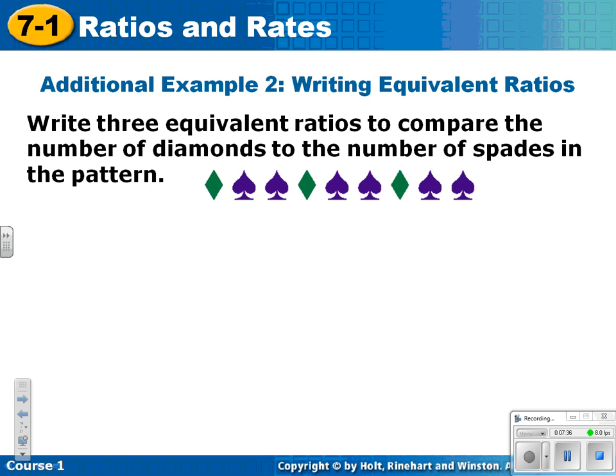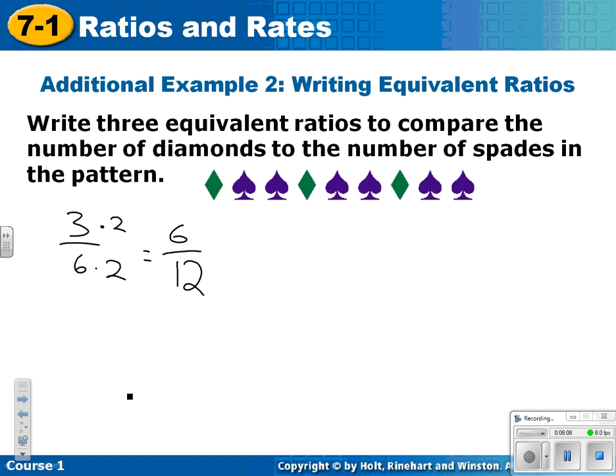Lauren. 3 to 6. So I'd write it like this, 3 to 6. Or I could write it 3 to 6. Or I could write it this way, 3 to 6. It's all the same. Well, give me an equivalent ratio. 6 to 12. So I could do this. I could go times 2 here, times 2 here, and I end up with 6/12.